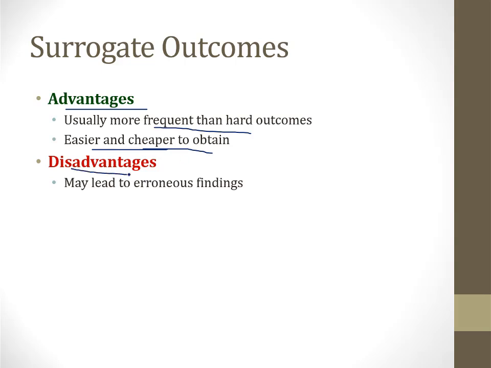The disadvantages are that surrogate outcomes sometimes lead to erroneous findings. Just because hemoglobin A1C levels rise or troponin levels rise, it doesn't necessarily mean one of those hard outcomes is going to occur. So sometimes in medicine, we believe that a certain intervention works based on surrogate outcomes, and then a study comes out using hard outcomes and proves that it's not correct.